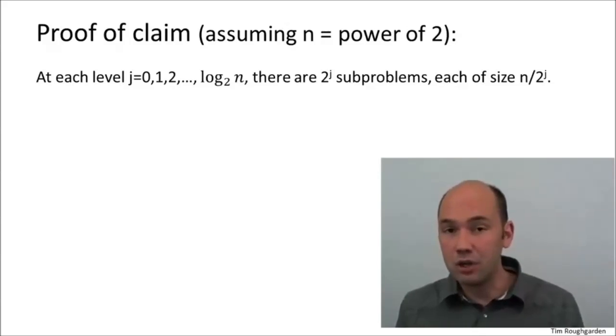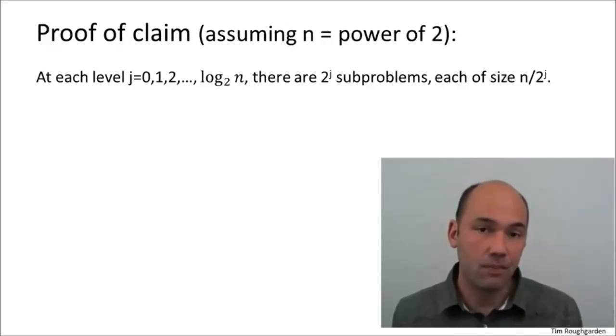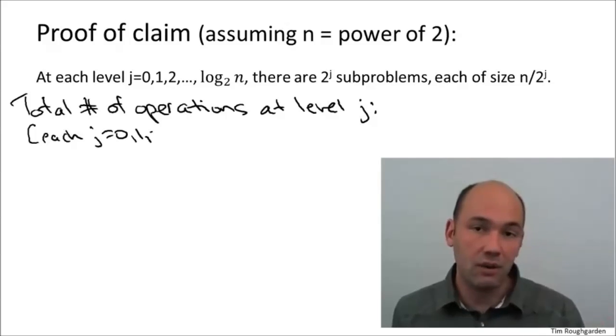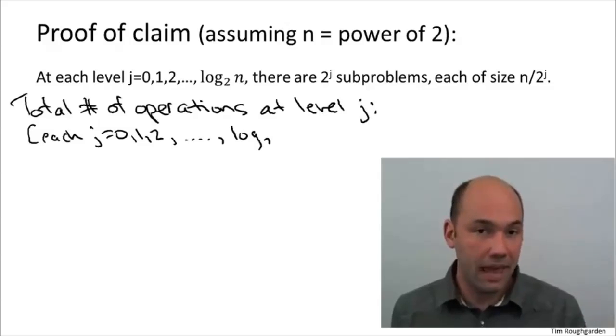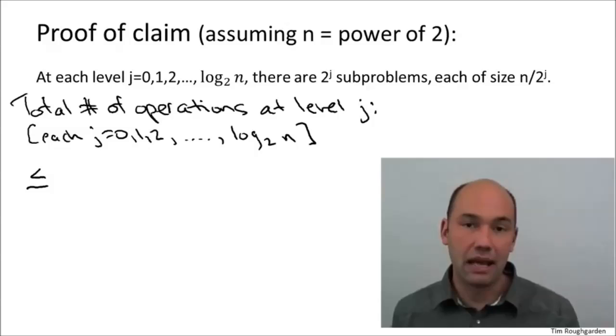Further, recall we already have a good understanding of the number of lines of code that merge needs. On an input of size m, it's going to use at most 6m lines of code. That's an analysis that we did in the previous video. So let's fix a level j. We know how many subproblems there are, 2 to the j. We know the size of each subproblem, n over 2 to the j, and we know how much work merge needs on such an input. We just multiply by 6, and then multiply it out, and we get the amount of work done at level j, at all of the level j subproblems.